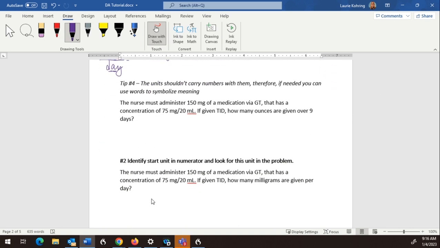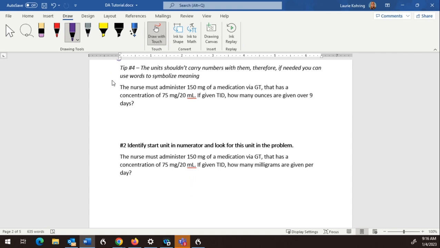Next, with the stop and start units, numbers should not come with those stop and start units. And sometimes you feel like you need to have them, but this problem here is a good example. So we go straight to the last sentence and we see, if given 3 times a day, how many ounces are given over 9 days? So we have ounces and then we have 9 days, but we can't have 9 over here. That ends up being a far more complex question than what I know how to do.